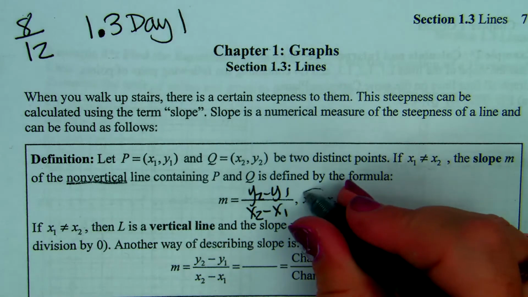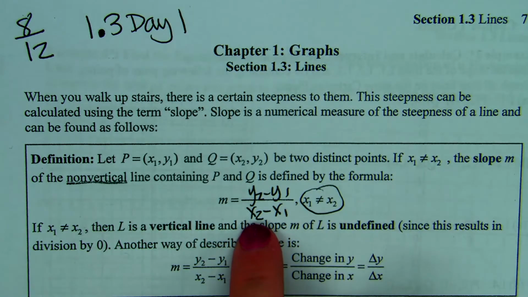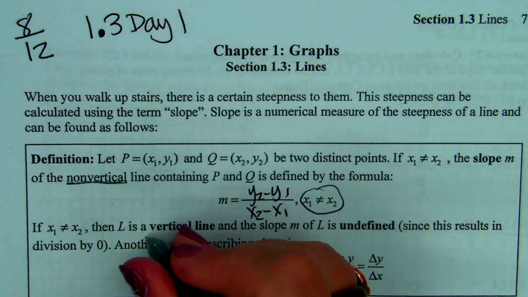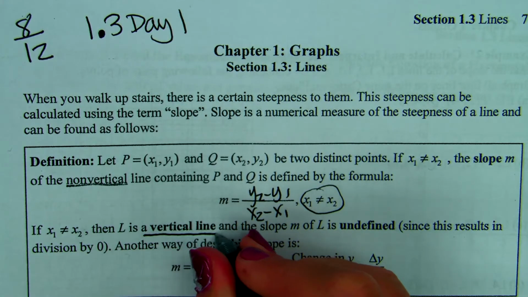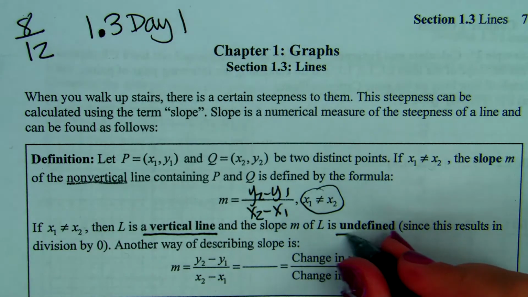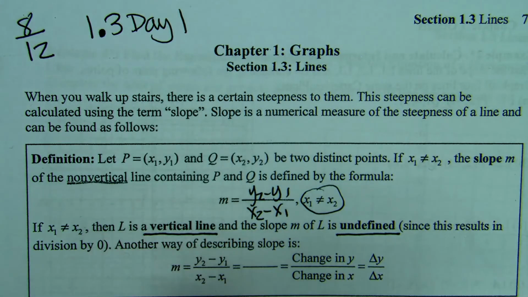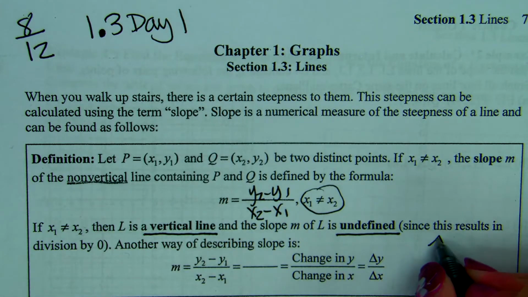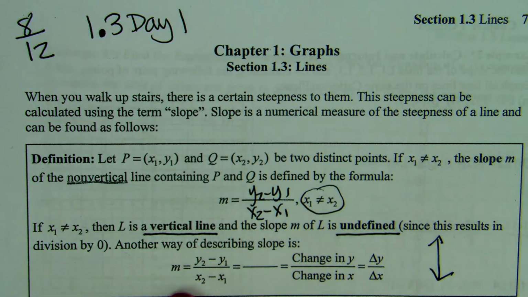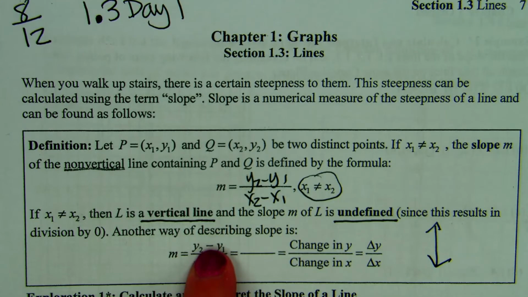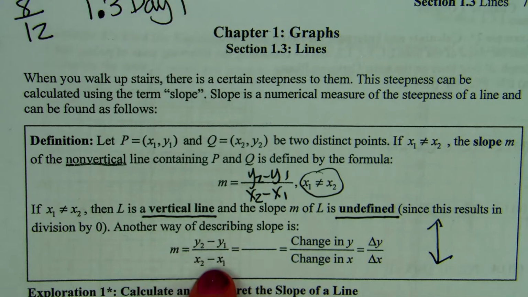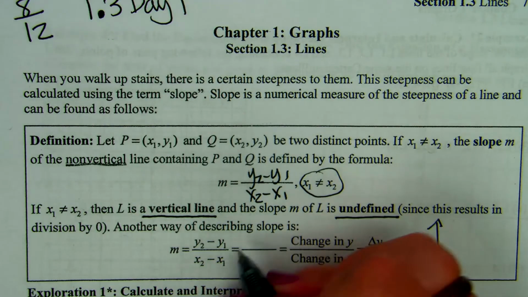x1 can't be equal to x2 because what would happen if x2 and x1 were the same? What would you get in the denominator? You would get 0, and it would be a vertical line and the slope would be undefined because you can't divide by 0, because slope is this formula, y2 minus y1 over x2 minus x1, which is rise over run.